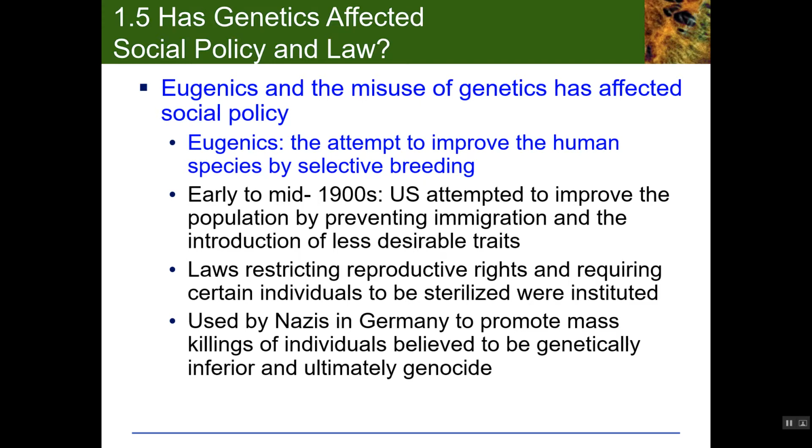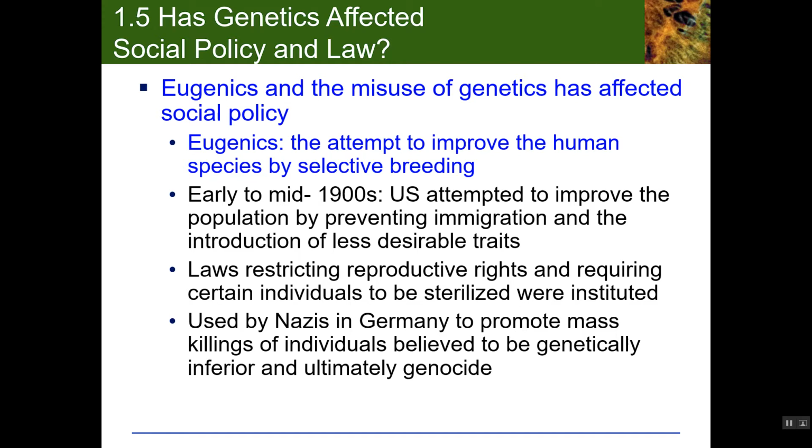So there was a series of legislation that was passed in the early and mid 1900s that attempted to improve the population by preventing immigration and the introduction of less desirable traits. There were laws that restricted reproductive rights and required certain individuals to be sterilized. This was used by Nazis in Germany to promote mass killings of individuals believed to be genetically inferior and ultimately establish genocide.